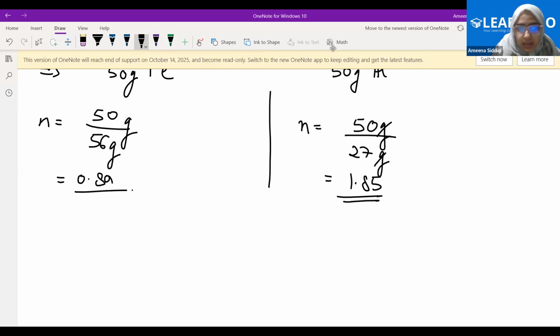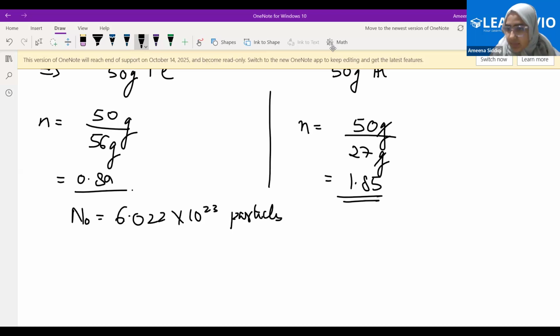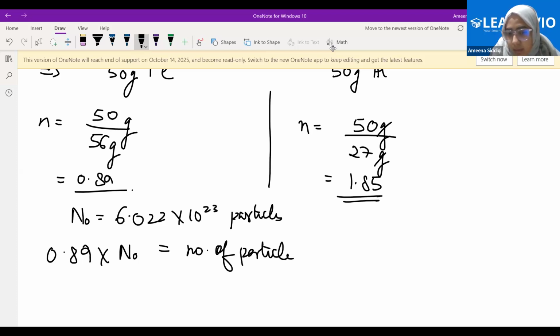Now in 1 mole we have a certain number of particles. And what is that number of particles, represented by NA? 6.022 into 10 raised to power 23 particles. This is in 1 mole. So how many moles do we have for iron? 0.89. So in 0.89 moles, how many particles will be there? Can I just multiply the number of moles by the Avogadro's number to get the number of particles?